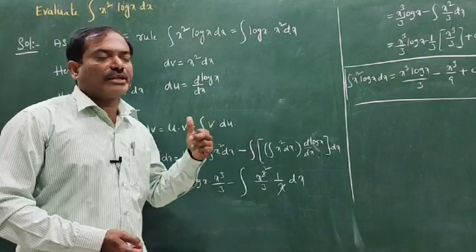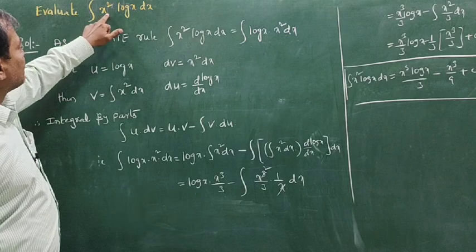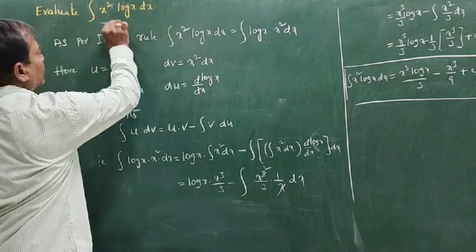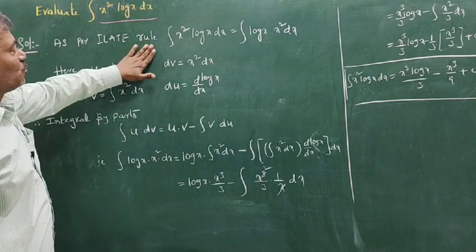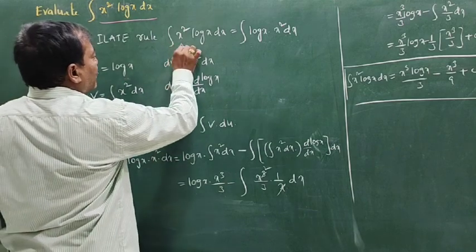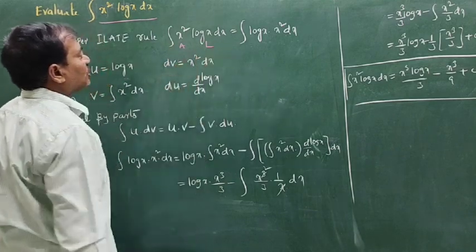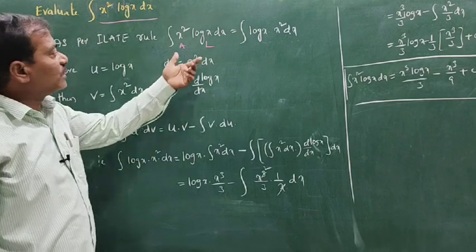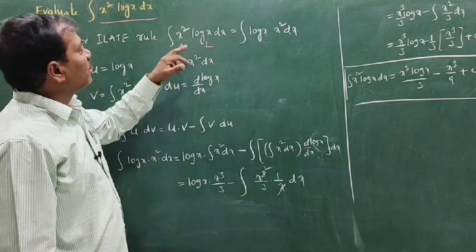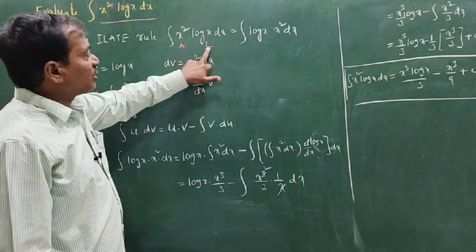Now we will discuss one more example. Evaluate integral x square log x dx. Now this is as per the ILATE rule. This is an algebraic function. This is a logarithmic function. So which function do we have to write first? Here we have to write the logarithmic function as the first function.